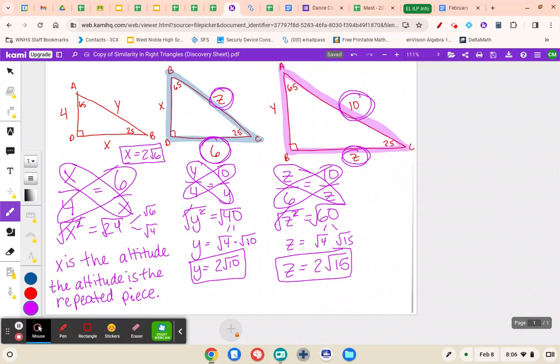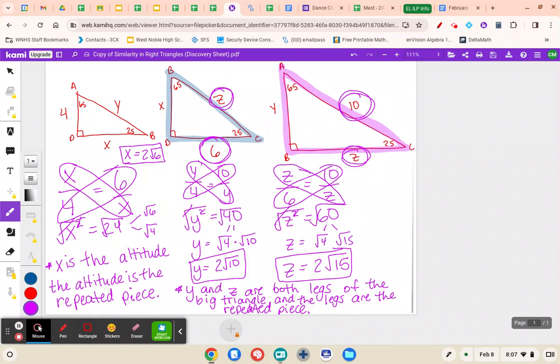And one other thing, just like we wrote for x over here, for this specific problem, y and z are both legs of the big triangle. And the legs are the repeated piece. I really want to emphasize, guys, that it's just the legs or the altitude that are repeated. It does not matter if it is the variable or not.